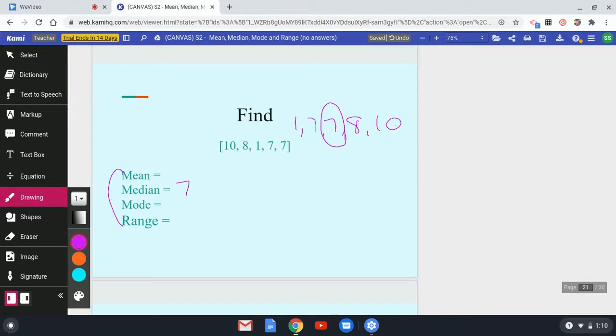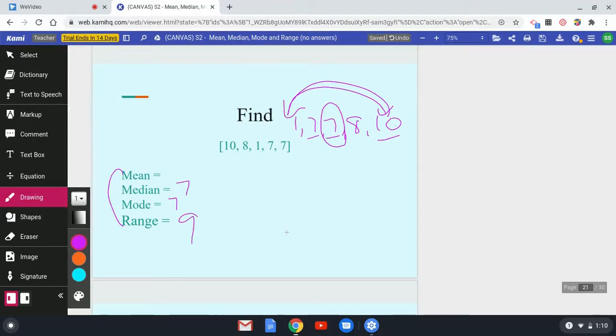The mode, let's see. You add and divide for the mean. I don't want to do that right now. The mode is the one that appears the most. Yes, 7 shows up the most because it's in there twice. The range is the difference between 10 minus 1, right? 10 minus 1 is 9.